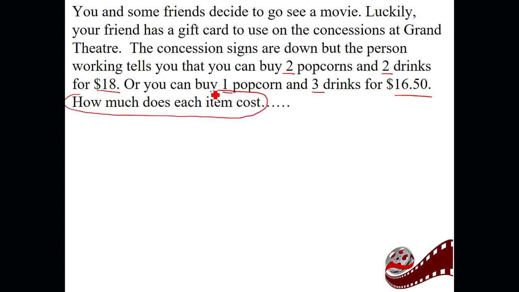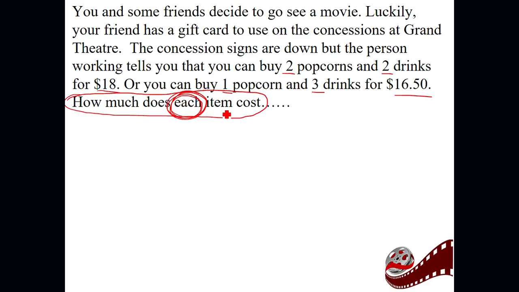How much does each item cost? So what is it that we're looking for? We're looking for the cost of each item. Well, what about each? What is each? What 2 items are we talking about here, or 3 items? Well, in this case, we're only talking about 2 items. We're talking about buying popcorn and drinks.